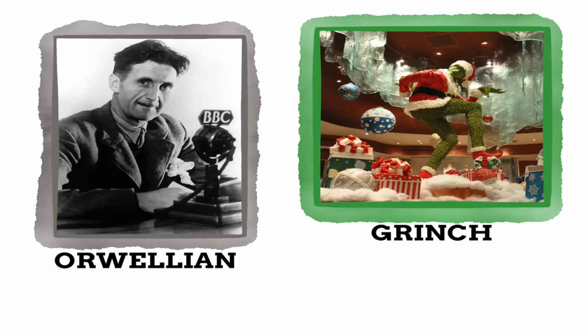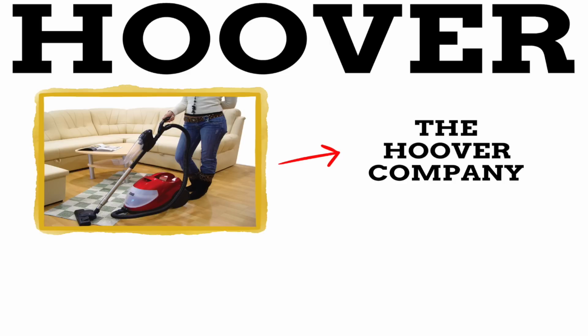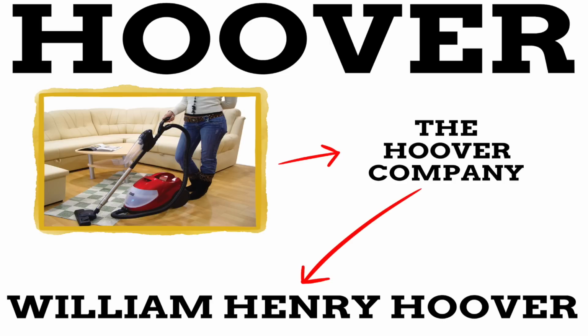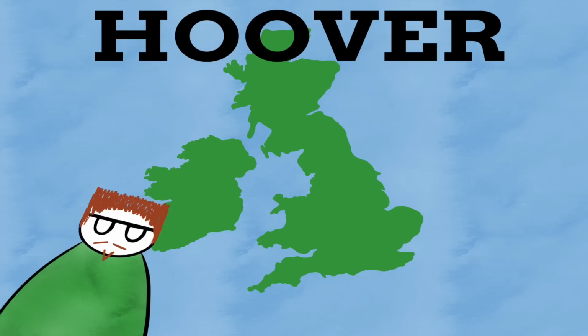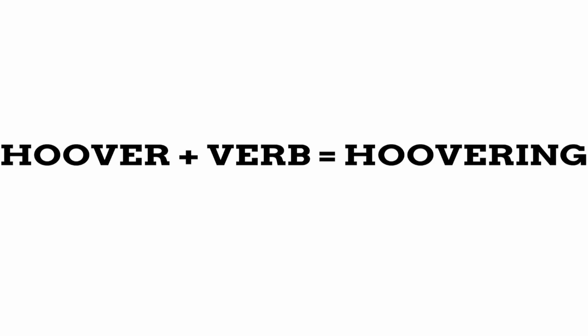Eponyms are when we use the names of pre-existing people, real or fictional, to create new words. Great examples of this are Thursday, named after everyone's favourite god of thunder, and Hoover. A Hoover is a type of vacuum cleaner created by the Hoover Company, named after William Henry Hoover. Here in the UK, however, despite just being one brand of vacuum cleaner, Hoover has become synonymous with all vacuum cleaners and has even become a verb, hoovering.